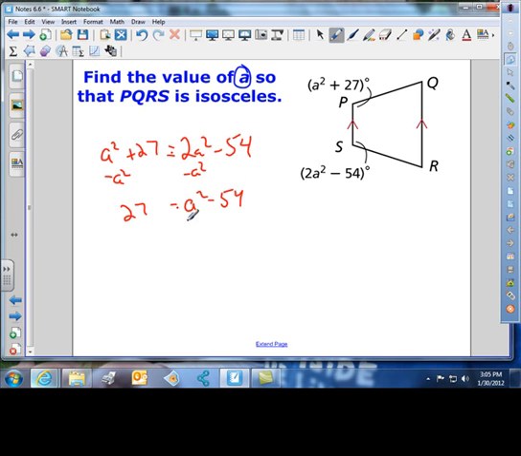I'm going to add that 54 to both sides. So I get 81 for a squared. Therefore, a is the square root of 81, which is 9. So the value of a that will make that isosceles will be 9. And actually, since we are taking the square root of that, not only could a be 9, it could be negative 9. Okay, a simply represents a numeric value. Well, that numeric value could be either 9 or negative 9.